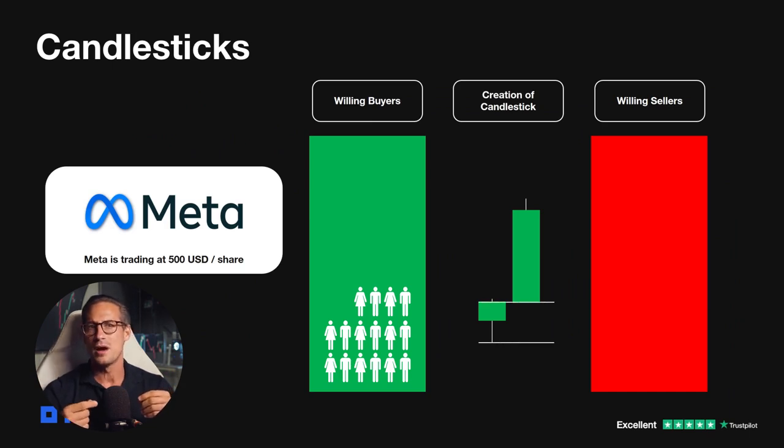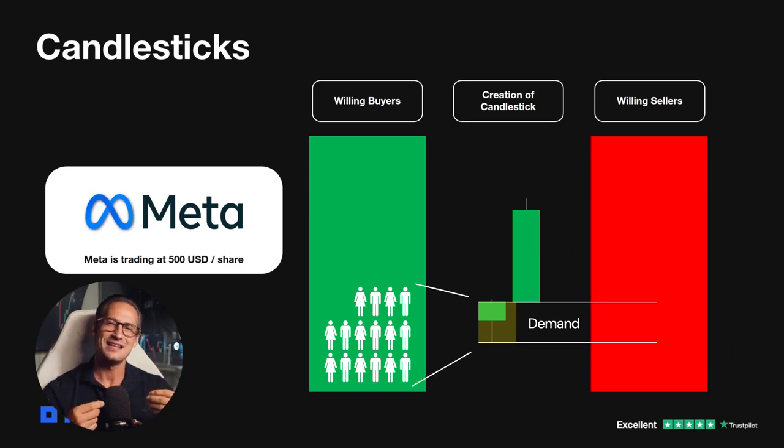Now, the origin of demand will be at $500 because at that price there was an imbalance between demand and supply. There are still willing buyers left that haven't been matched with willing sellers. These willing buyers still want to buy at that price. In this example, the willing buyers and the willing sellers that have been matched formed the candle. In other words, filled orders. The willing buyers that are still left are the unfilled orders that we are going to look for within the chart.